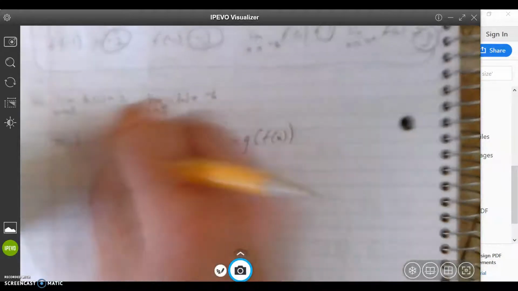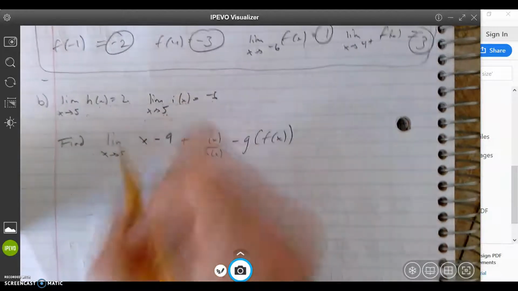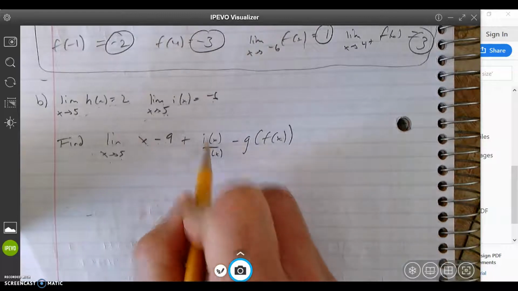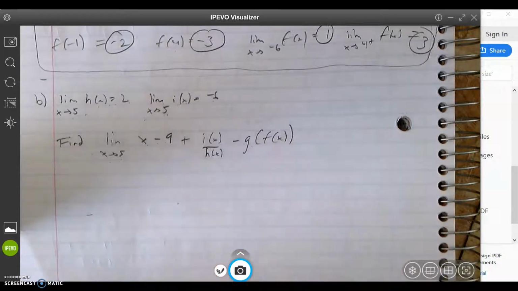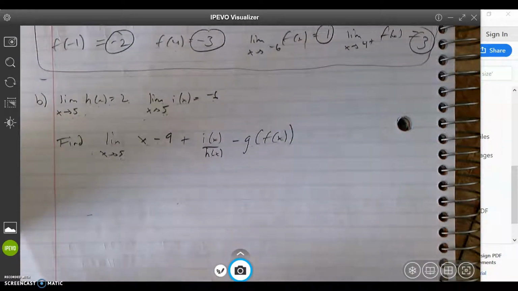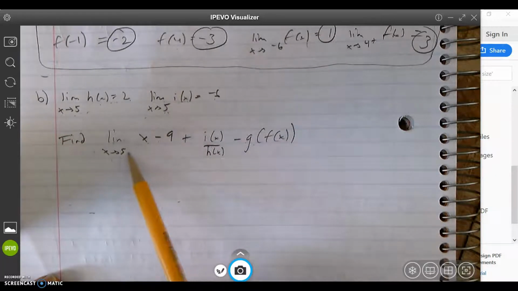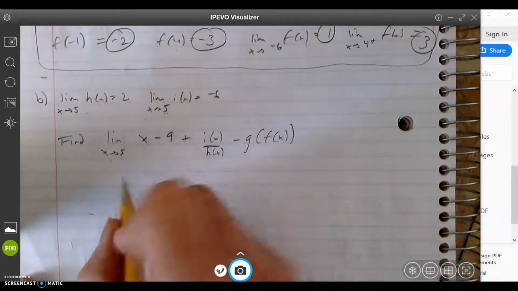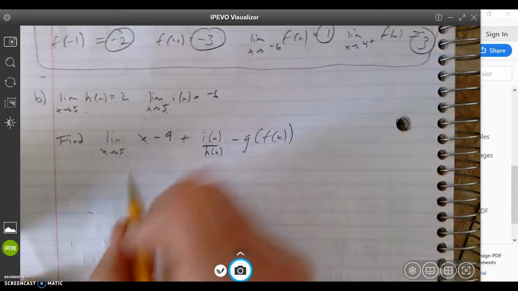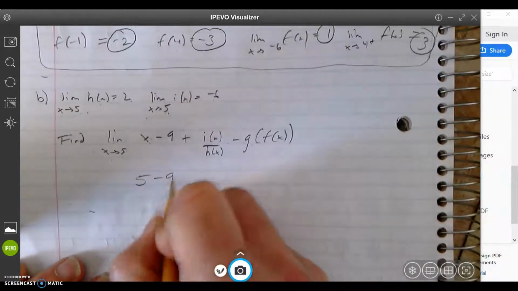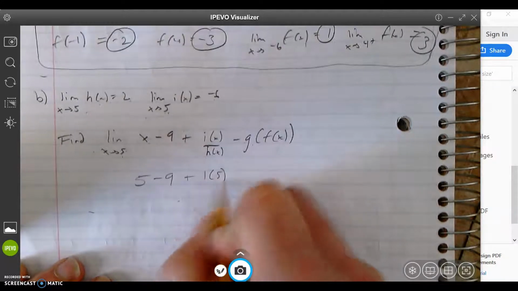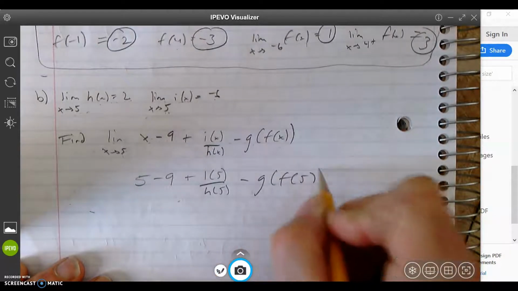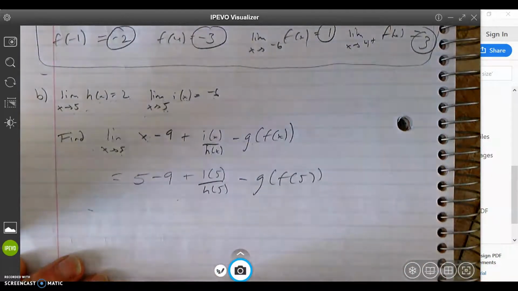I don't know why I wrote limit out, but it should be the limit as x approaches 5 of x minus 9 plus I of x over h of x minus g of f of x. Okay, so the first thing you always do is you just plug in 5 for each of the x's here. So always, no matter what it looks like, I'm going to plug in 5. So 5 minus 9 plus I of 5 over h of 5 minus g of f of 5. So that's what it equals.